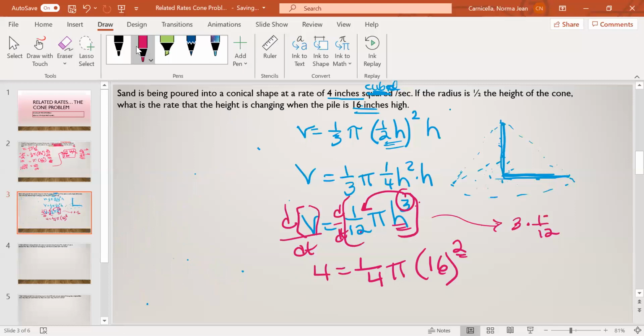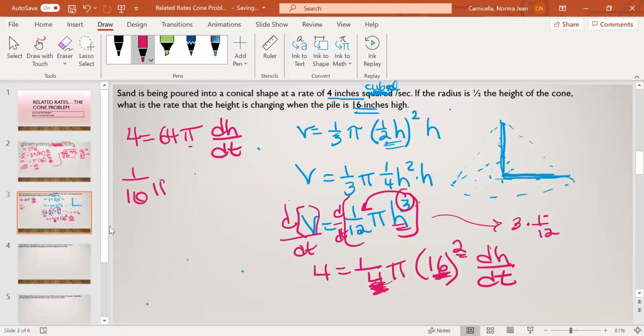So that's going to give me 4 is equal to 64 pi after you do all this work. I think that's 256. Then you divide it by 4, and that's going to give me 64 pi. Oh, and I forgot, we were taking it with respect to time, so you have to write dH/dt here. And that gives me 1/16 pi is equal to dH/dt. And you can probably leave your answer like this, but they might ask for a decimal.